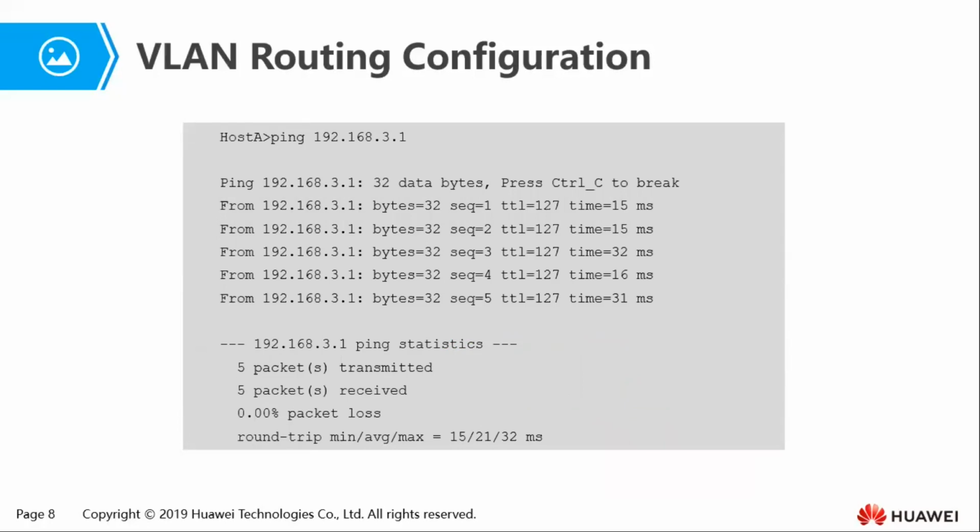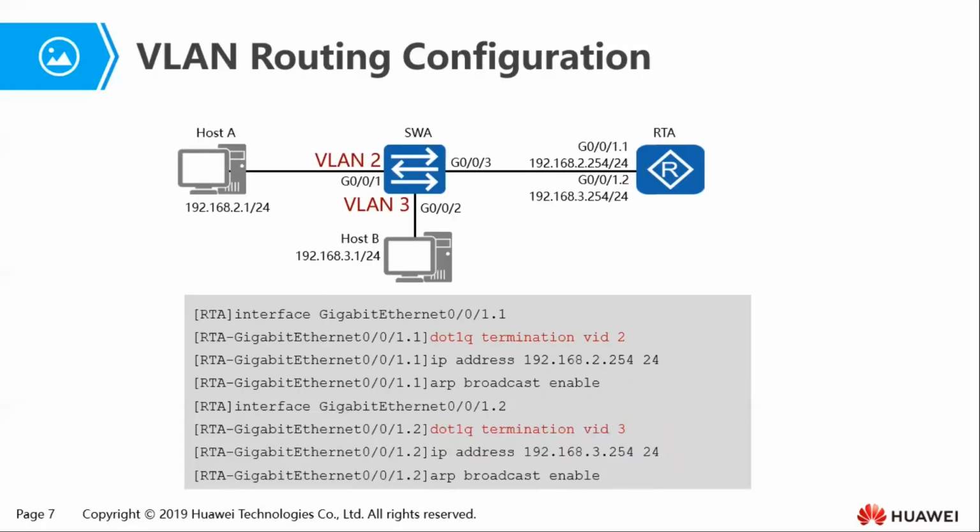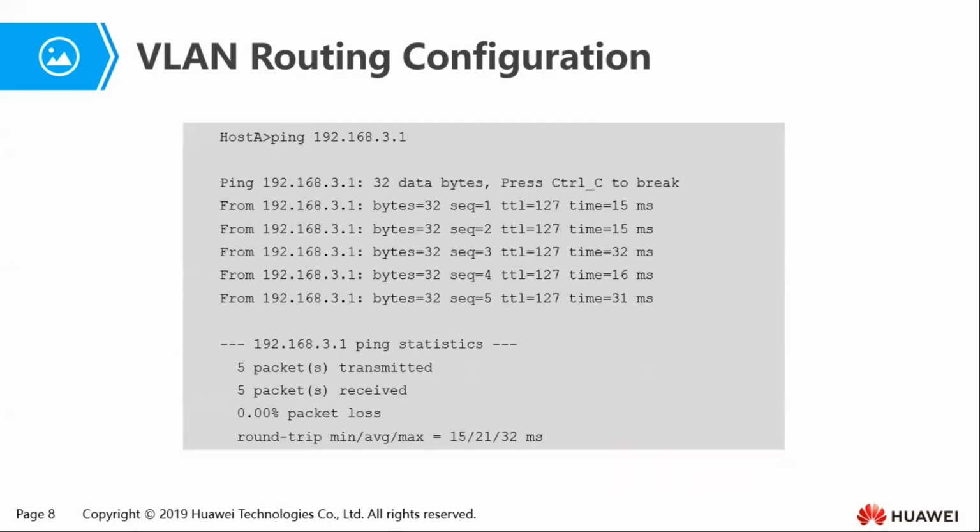So once we do that, let me go back. Before we do this, if we ping host A and host B, we will not be able to get a reply. It will not be successful because they're on different VLANs. But after this configuration, if we ping host B from host A, we should be able to get a reply. So we do a ping and we should be able to get a reply. 0.00 packet loss.